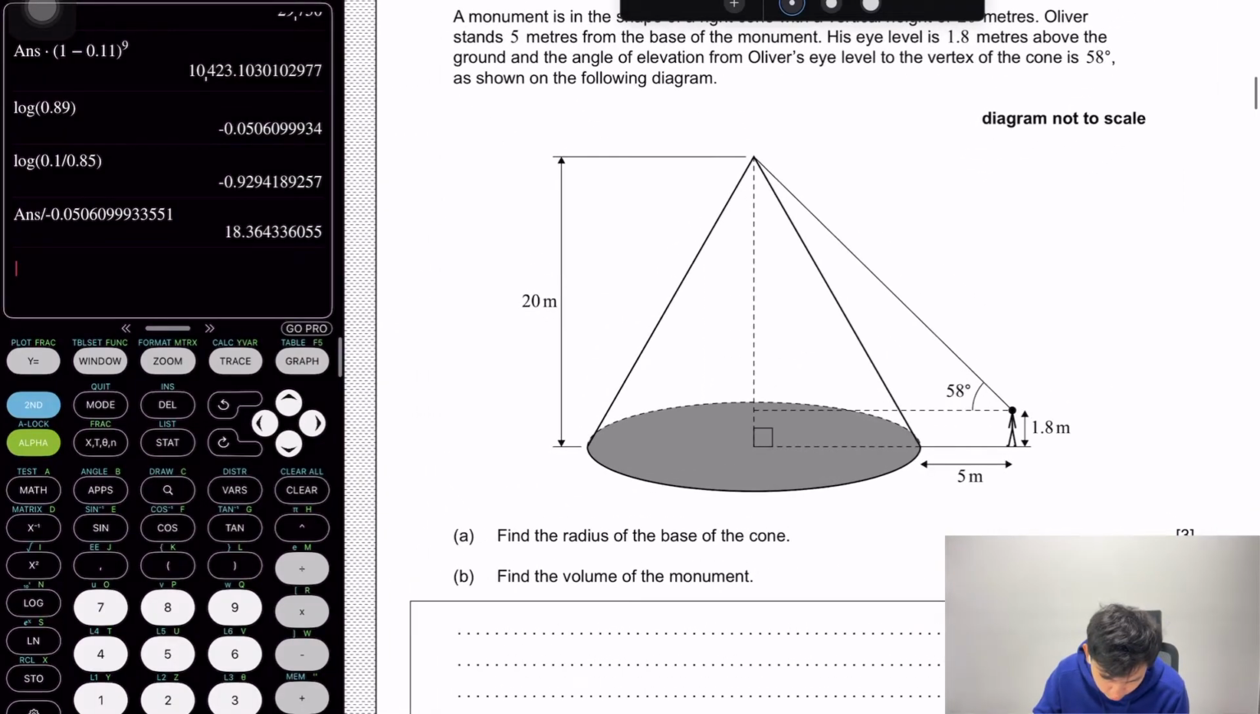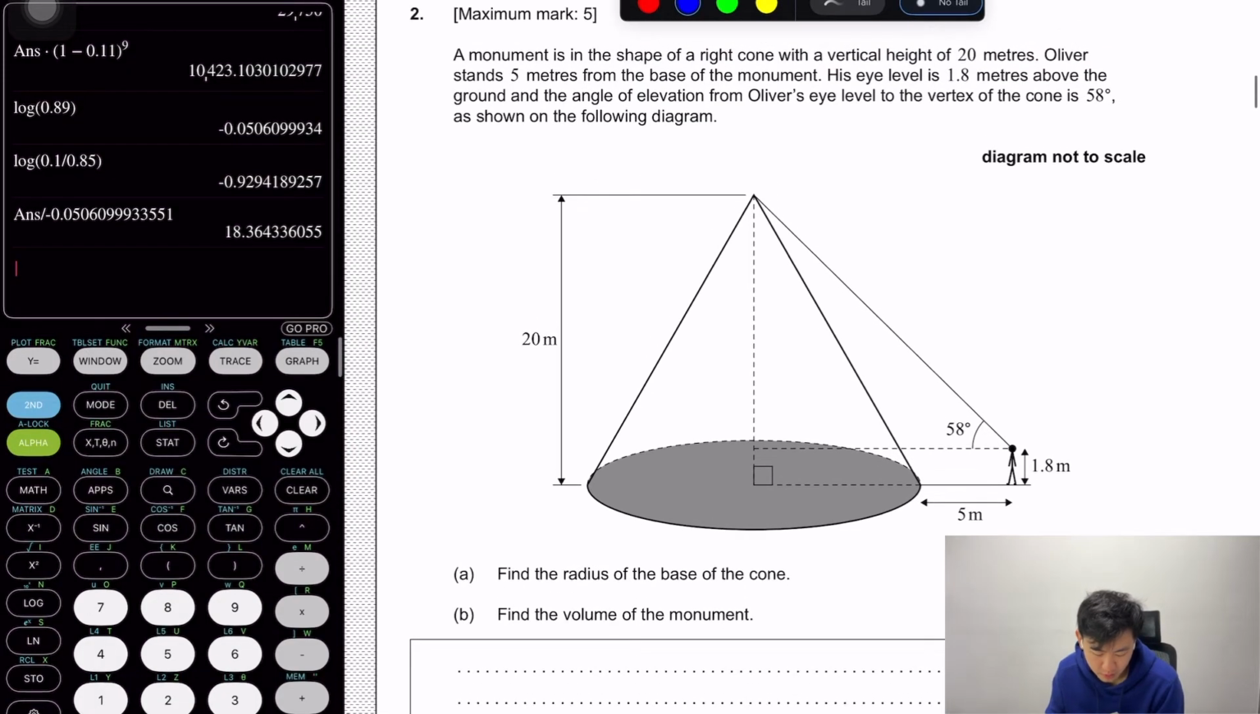Okay, question two. Usually when we do AAHL papers, we don't read the question first. We read the diagram and what is going on here first, okay? So let's read it together and see what we can find. There's a person 1.8 meters high, and that's included in this 20 meters, right? So you have to subtract the height, and the person is away from the base of the cone corner by 5 meters.